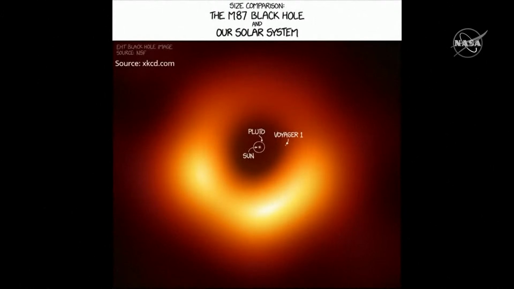You can see the sun in the center, Pluto's orbit around the sun, and Voyager, the farthest spacecraft we've ever sent away from Earth, out near the edge. So that means that the center of this black hole, that shadow, is bigger than our entire solar system and farther out than Voyager. But compared to other things in our universe, that's actually pretty small. Okay, it fit our solar system in, but it's pretty small.